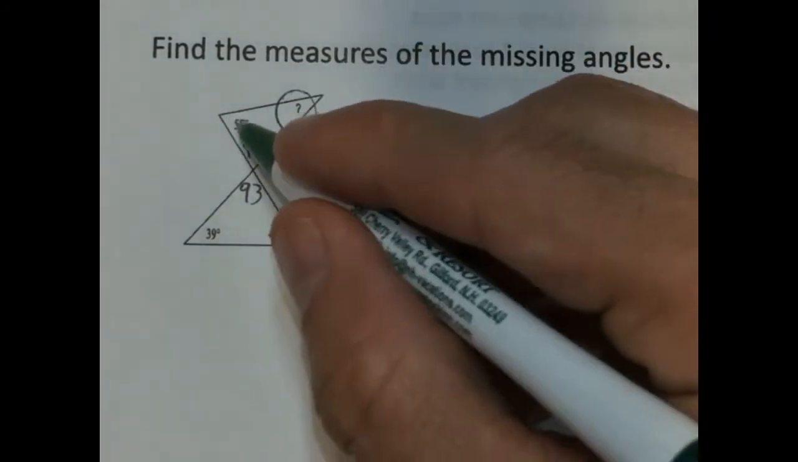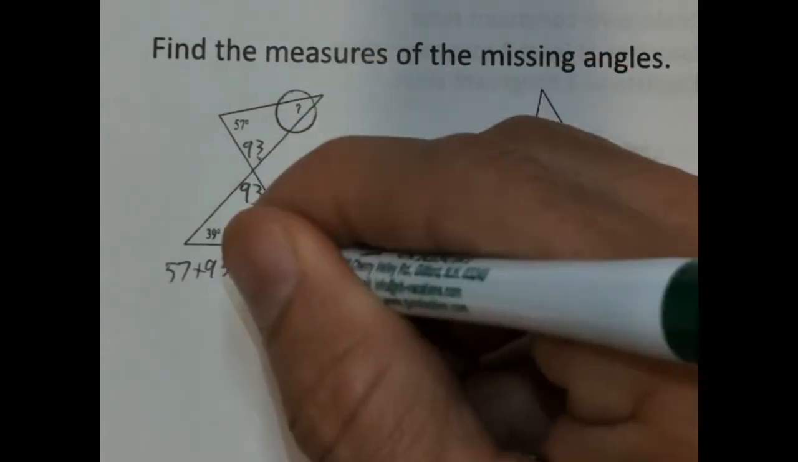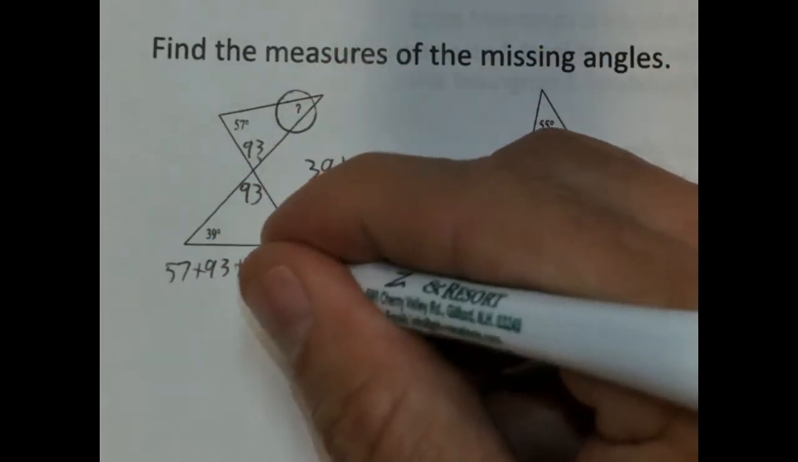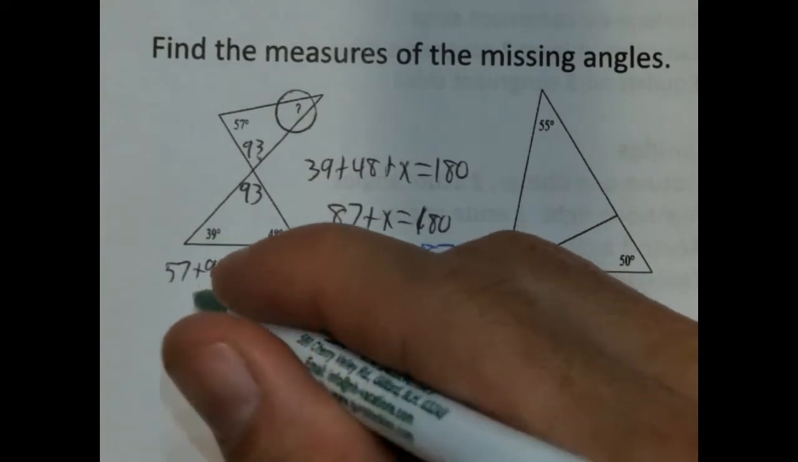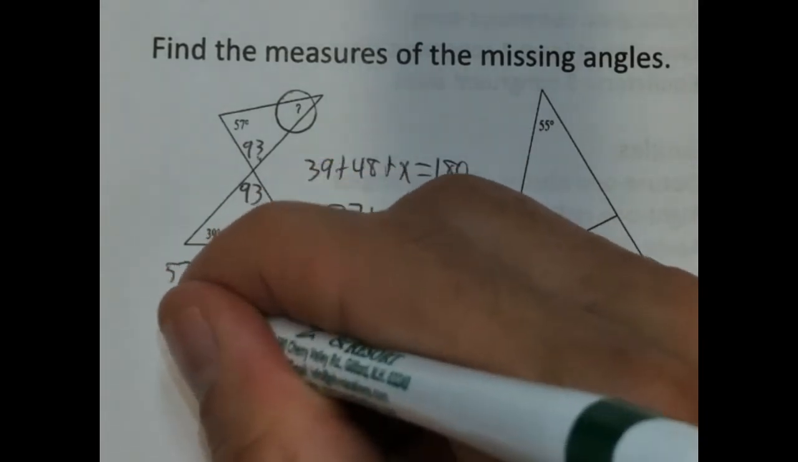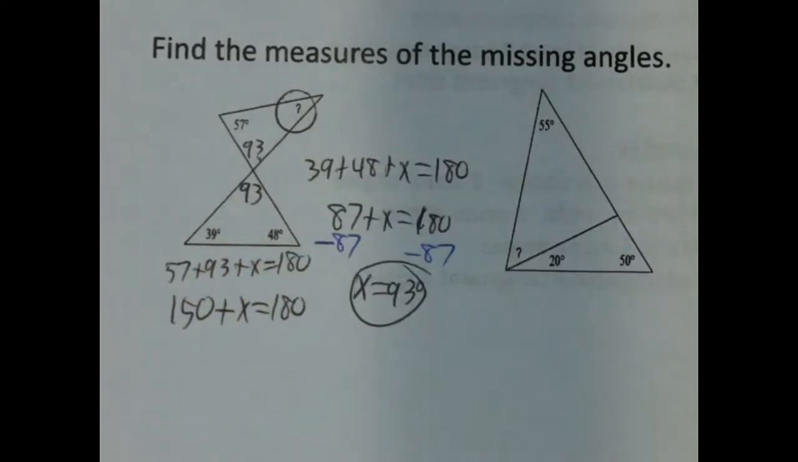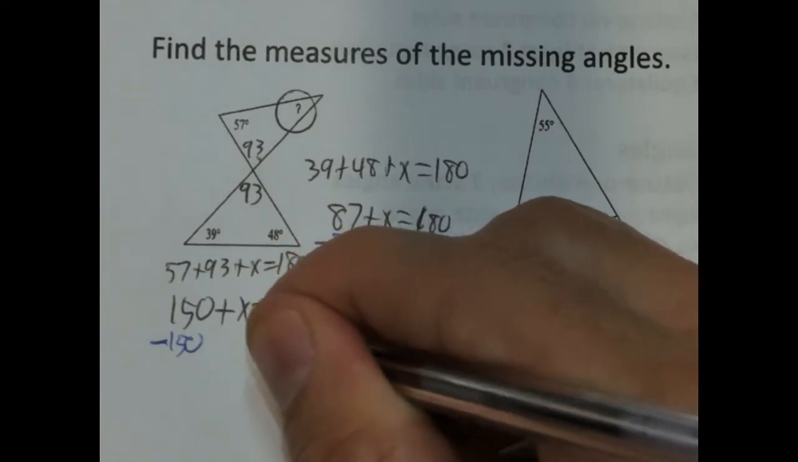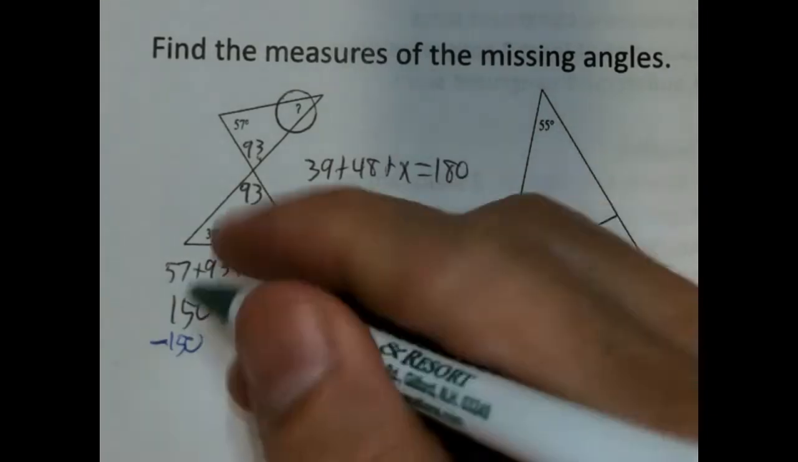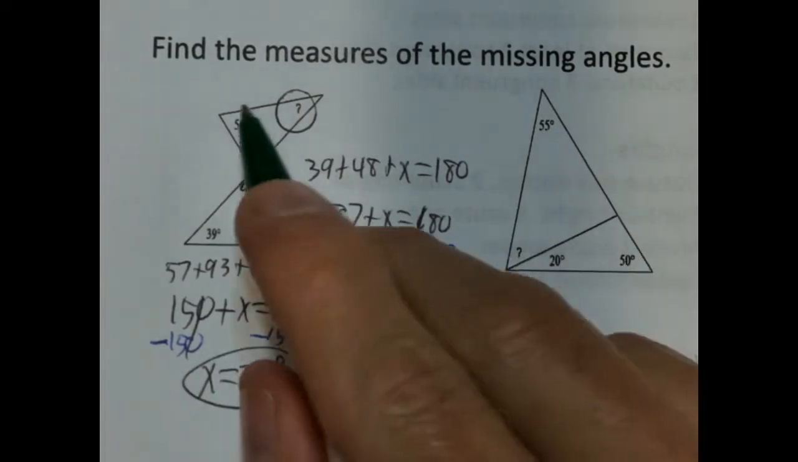Now we can solve for that. So 57 plus 93 plus x, that's going to be our x now, equals 180. Combine these, so let's see, 150 I think? Yep, 150 degrees. Plus x equals 180. Subtract 150 from both sides. And x is equal to 30 degrees. There we go. So that's 30.